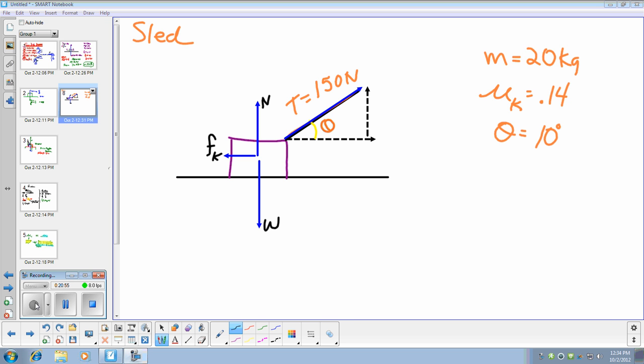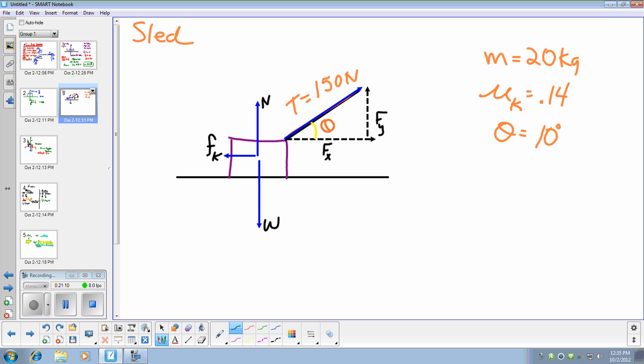So the first thing I would do is find the x and y components for my force applied, or for my tension. This will be force or tension in the x. This will be force or tension in the y.